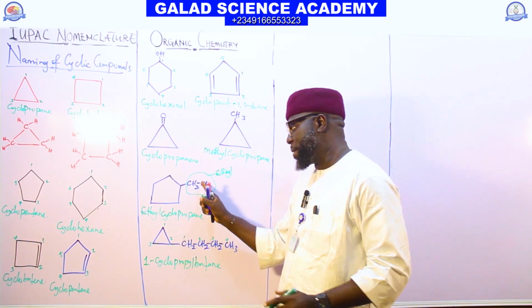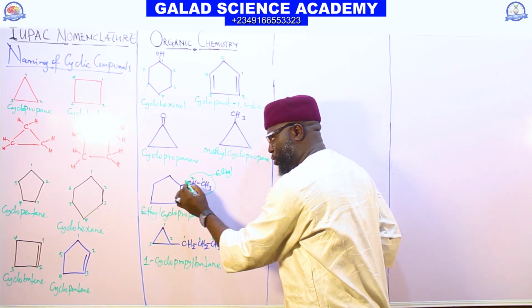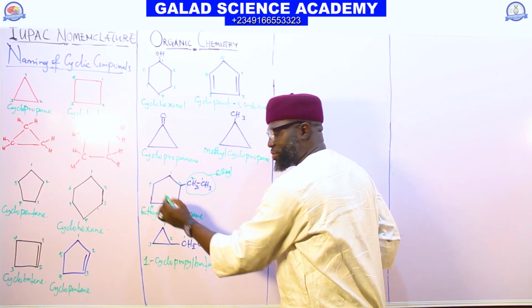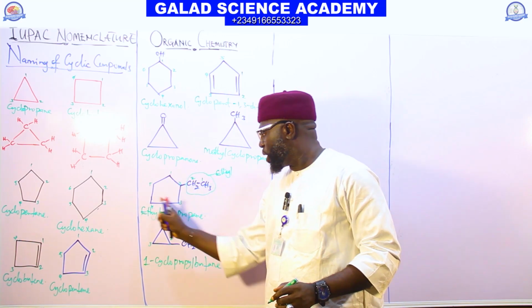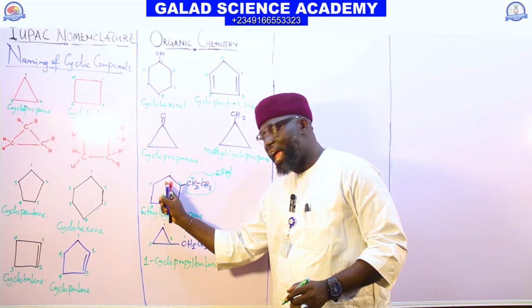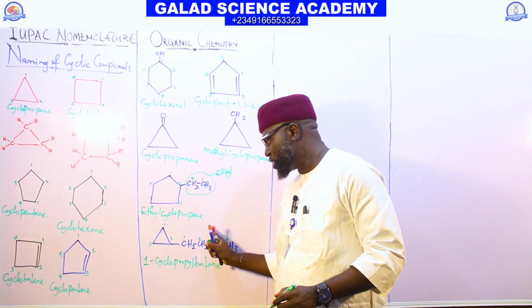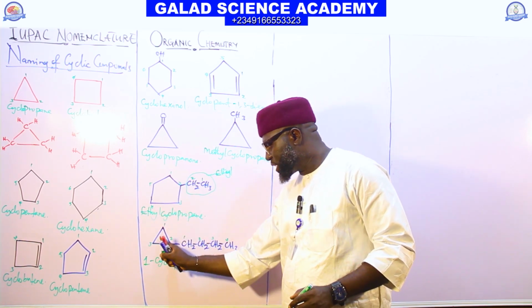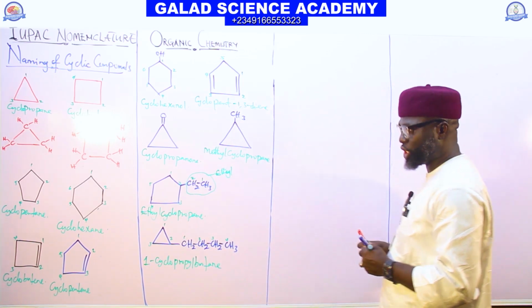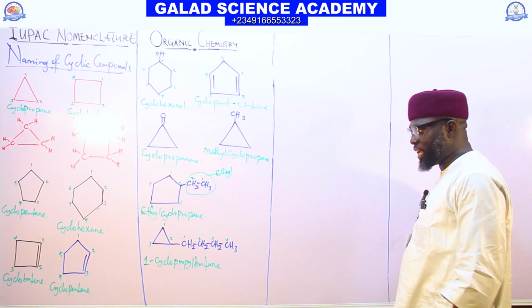But here, how many carbon do we have here? 1, 2. Here we have 1, 2, 3, 4, 5. So this one is more than this branch chain. So the one that has the higher number of carbon will be the parent chain. But here this one is less than this, so this one is the parent chain. Please be careful of that.